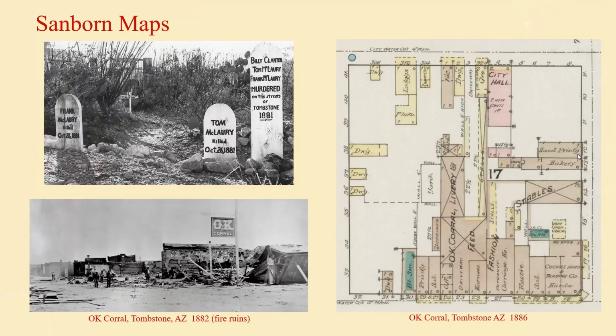Next, let's look at the OK Corral in Tombstone, Arizona. The famous gunfight there occurred in 1881. The OK Corral building actually burned down the next year in 1882. The first Sanborn map we have of the building is from 1886, and so they apparently rebuilt the whole thing.